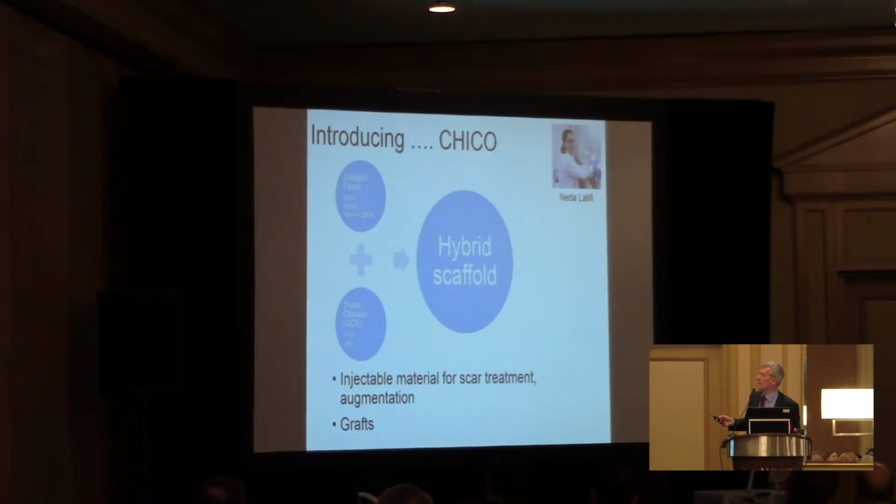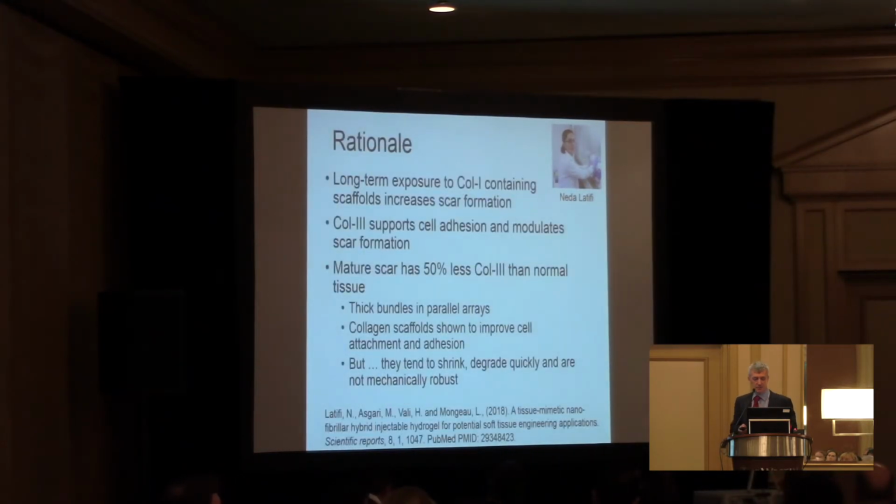Our material is called Chico, for chitosan collagen. It takes glycol chitosan with glyoxal cross-linker, and you embed heterotypic collagen 1 and 3 fibers to form a hybrid scaffold. That's an injectable material for scar treatment. This is the work of Neda Latifi, who is finishing up her PhD in my lab. She's the one who came up with that idea.